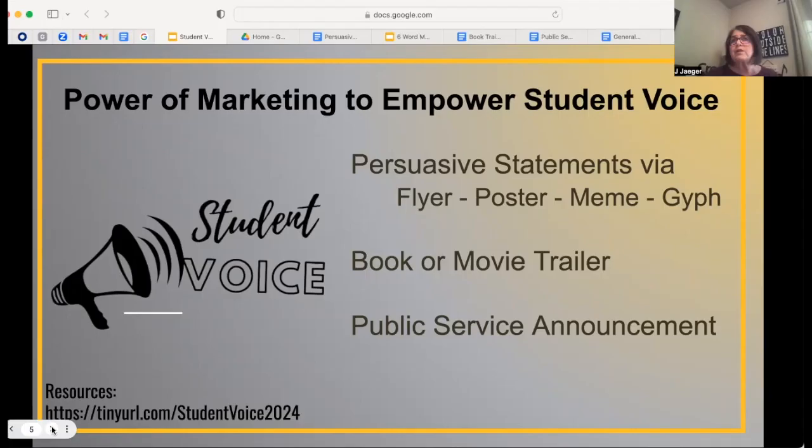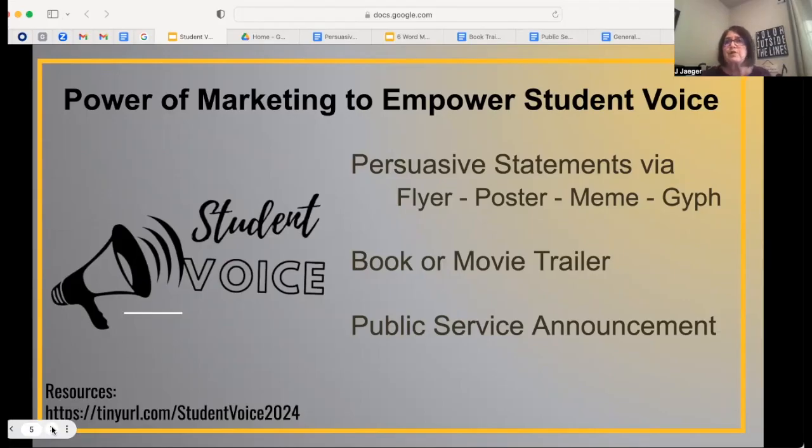So we're going to start with a very simple activity. This is something you might see on a flyer, a poster, a meme, or a gif. All of those leave an impression. The power of the image is connected with either a statement, a phrase, one word, or even music.